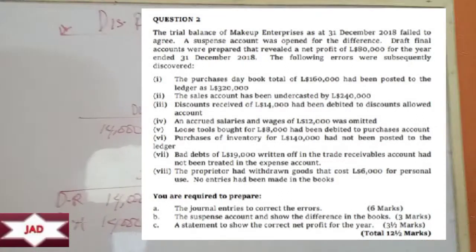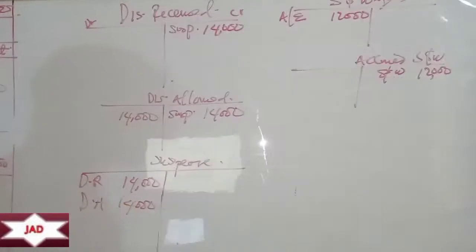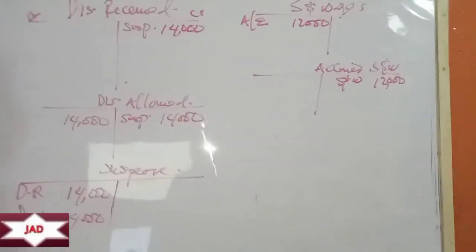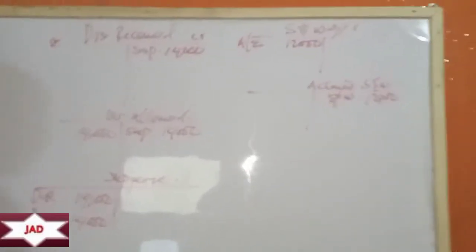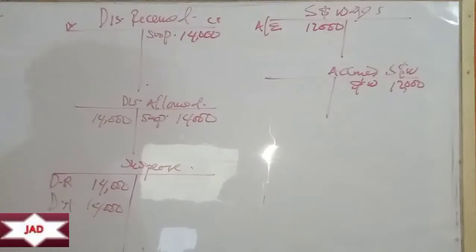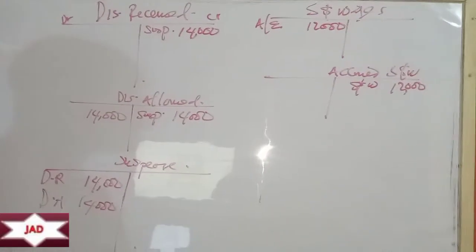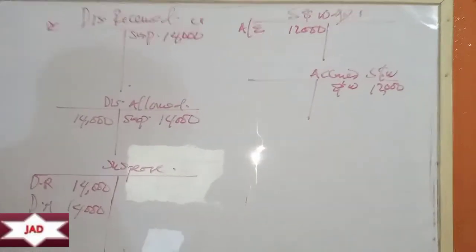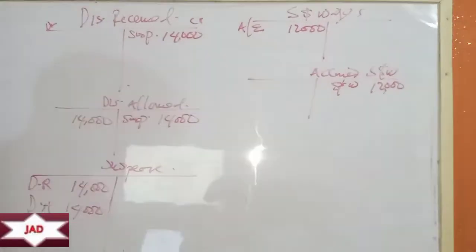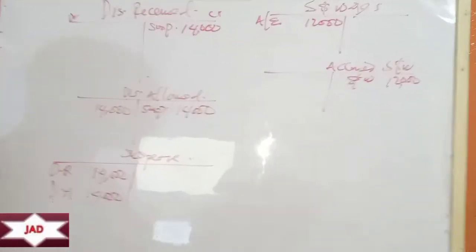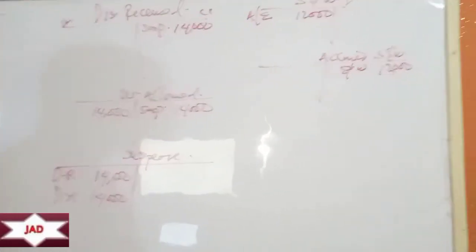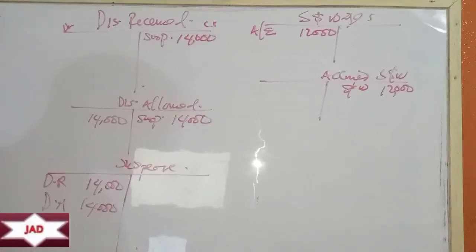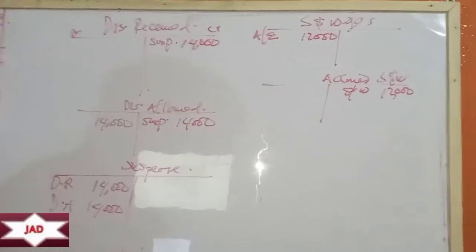Remember that tools are assets. And remember that when you purchase asset items, you open the account for the asset item, not purchases. You only take items bought to purchases where the item is what the business is dealing in. That is, the item is forming stock or inventory of the business. So what am I actually saying?